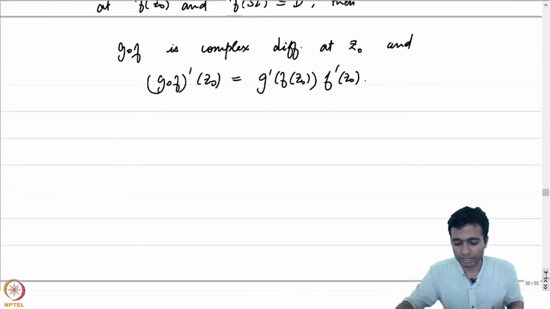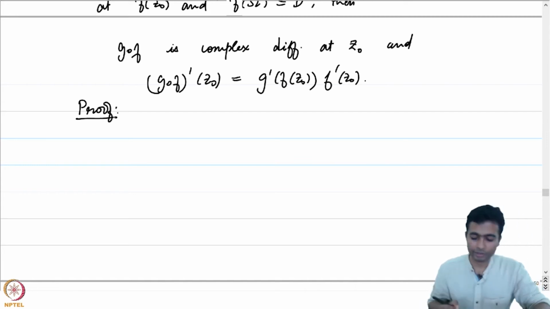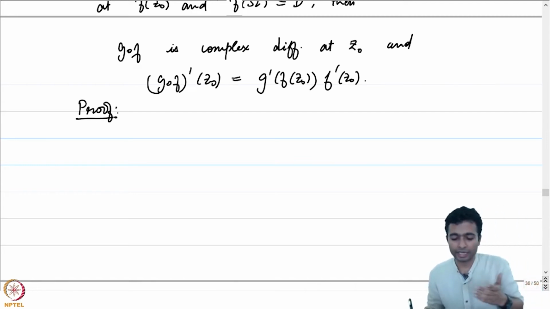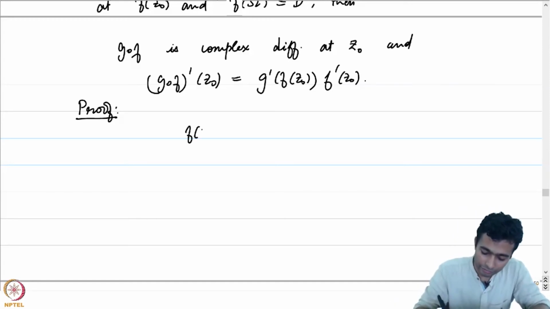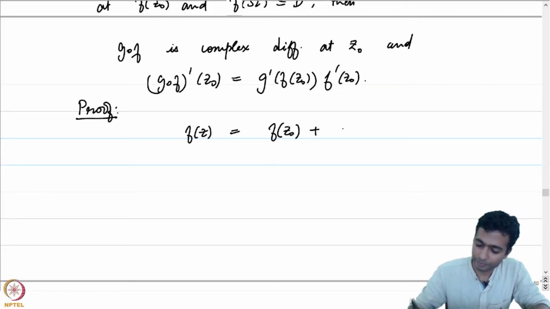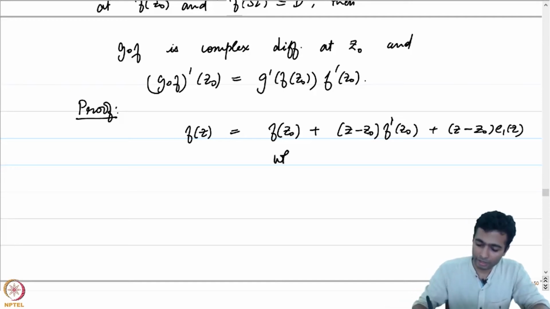Yeah, let me not skip the proof of this. I have been skipping the proof of all the elementary statements. Maybe I should give a proof of this. So the fact that f is complex differentiable at the point z naught tells us that f of z is equal to f of z naught plus z minus z naught times f prime at z naught plus o of z minus z naught, which is just z minus z naught times E1 of z, where E1 of z goes to 0 as z goes to z naught.